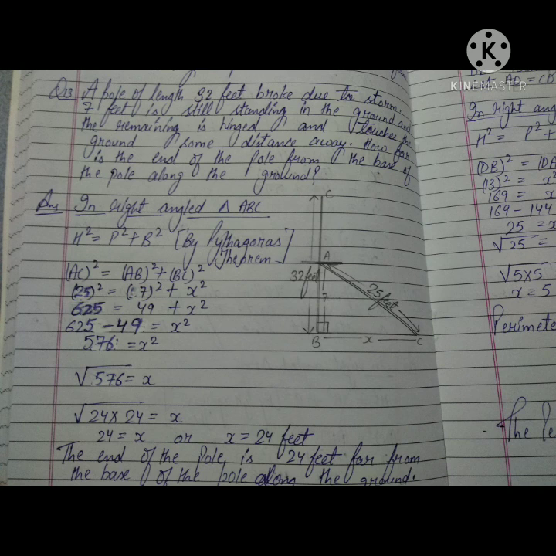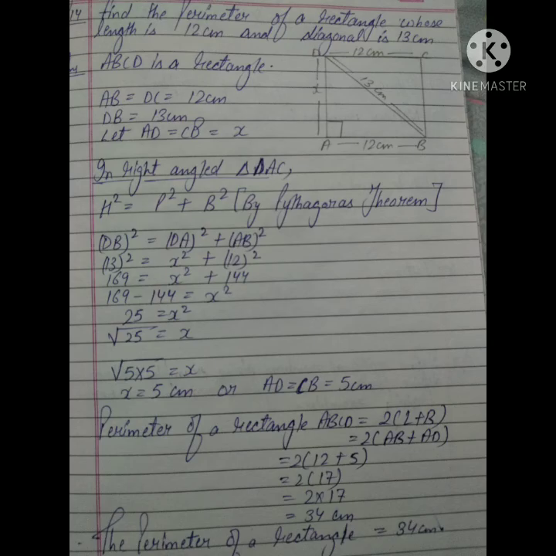Clear? I think it is clear to you. Now come to question number 14. In question number 14, find the perimeter of a rectangle whose length is given to you, that is 12 centimeter, and the diagonal is given to you, that is 13 centimeter. In this question, you have to find the perimeter of the rectangle whose length and diagonal length are given to you, right?